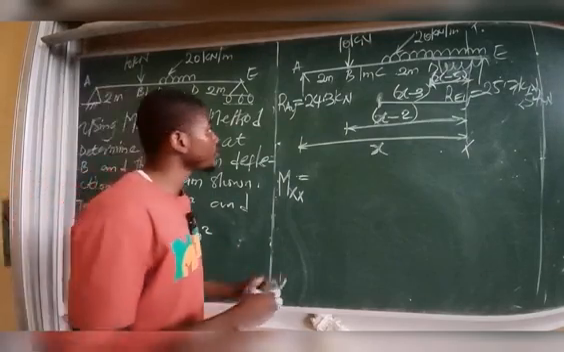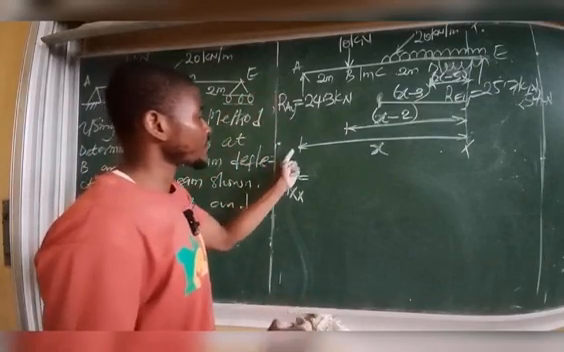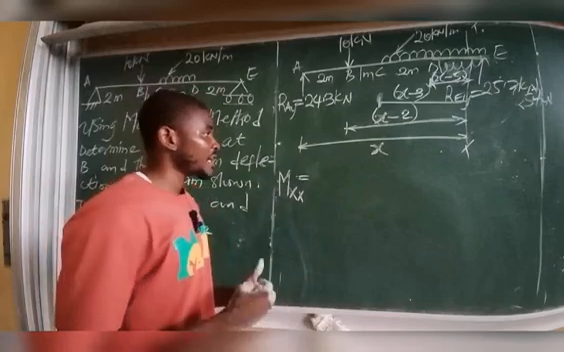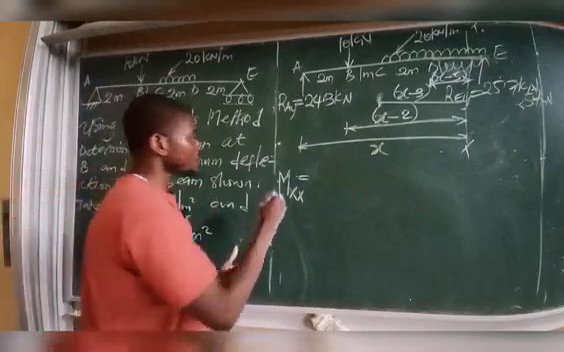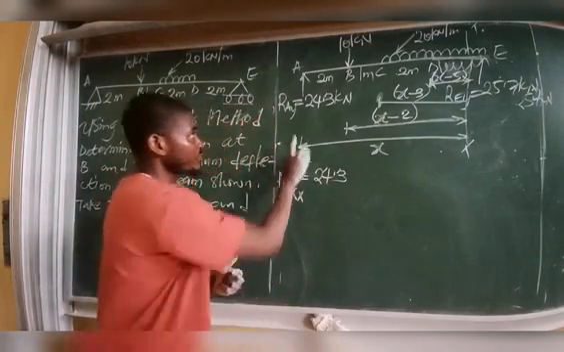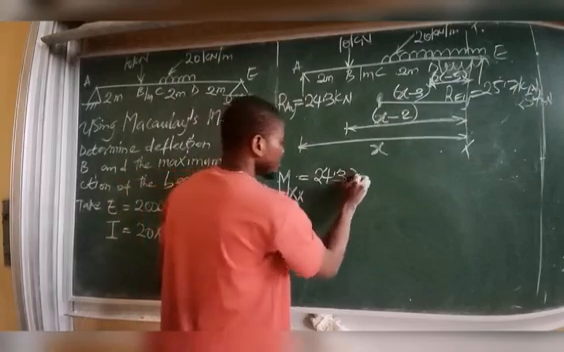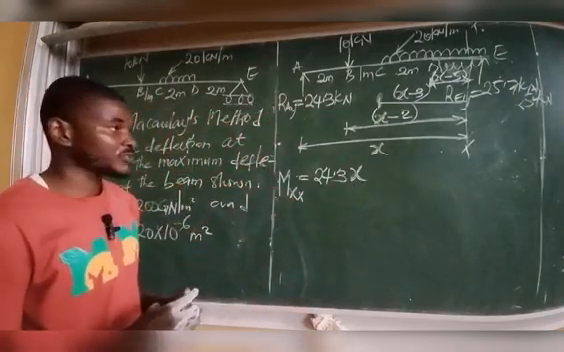Okay, so if we do that now, I have 24.3 kilonewtons at point A. The distance of this force to the point of section is x meters. And I know that moment is force times distance. So if the force is 24.3 and the distance is x, the moment of this force becomes 24.3 times x. That becomes the moment of this force about the point of section.